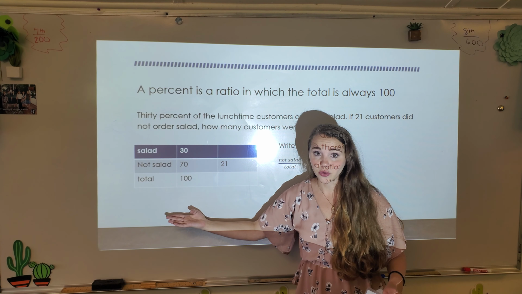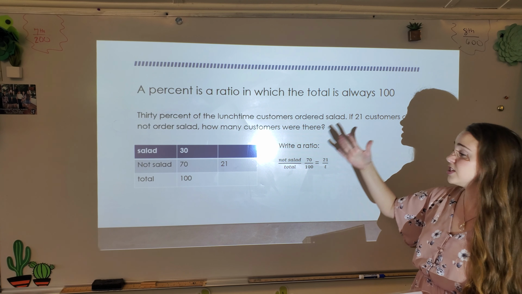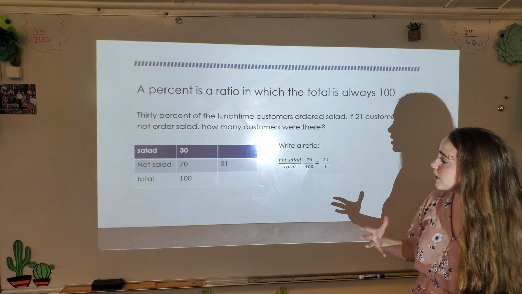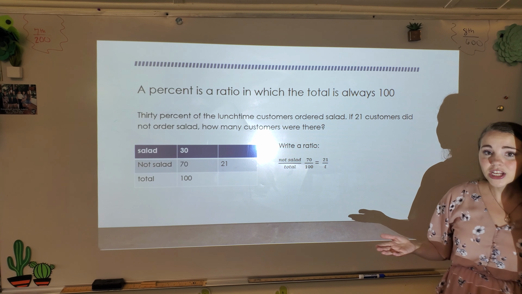And they said that 30% ordered a salad, so I put 30 with salad, which makes sense that 70 would be not salad because 30 plus 70 is 100%. And then I put the 21 with the not salad because that's what they said. 21 customers did not order a salad. So they want to know how many total customers there were.